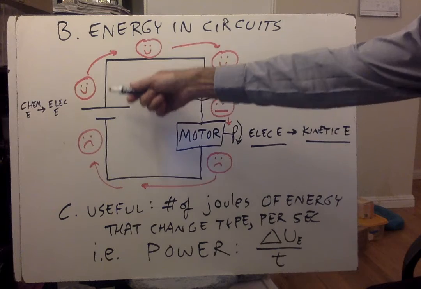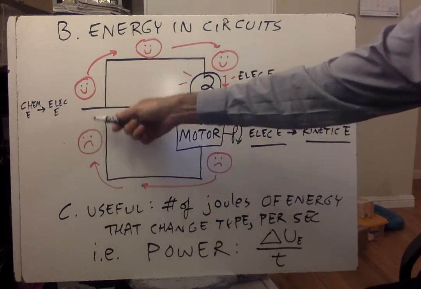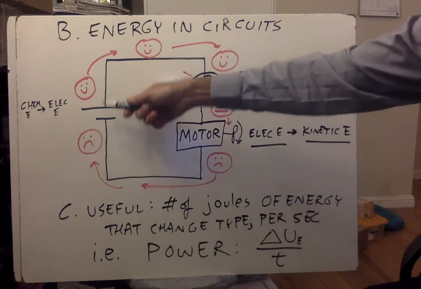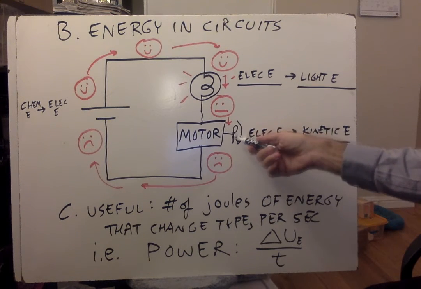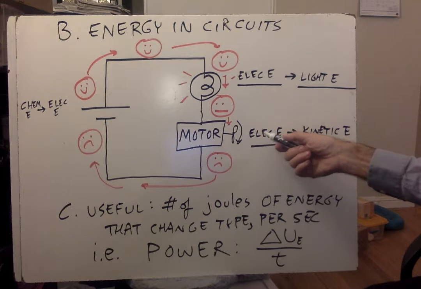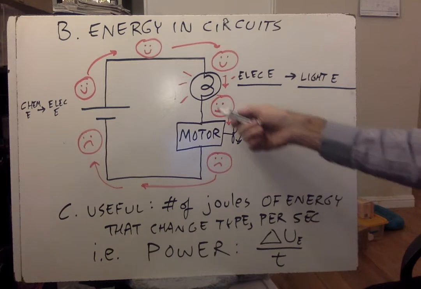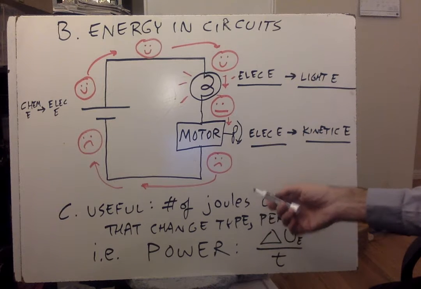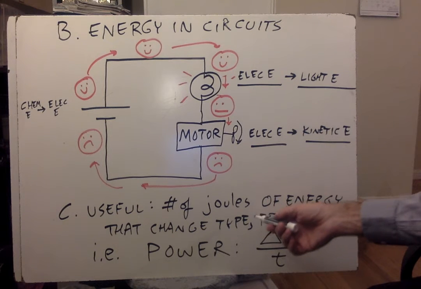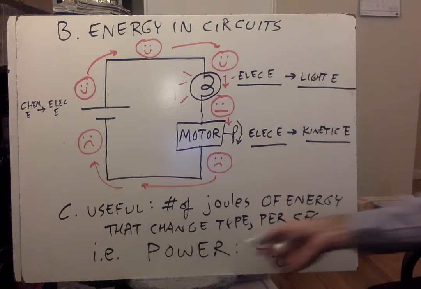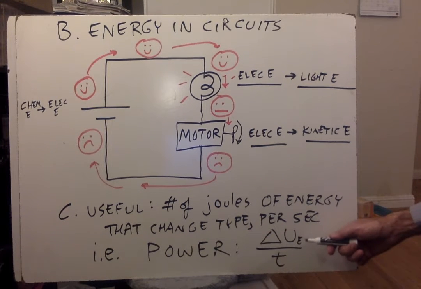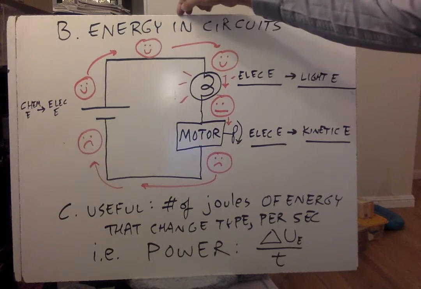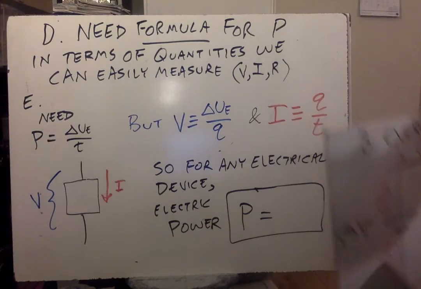How many joules per second of chemical energy in the battery are changing into electric energy? How many joules make that change every second? How many joules of kinetic energy are being produced every second? And that's equal to how many joules of electric energy are being used up every second in the motor. So that rate of energy change is a useful quantity to know when you work with circuits, and that's what we just said is power. This is how you would write it in terms of the symbols we've learned for this chapter: change in electric energy, divided by how much time it takes for the change to occur.